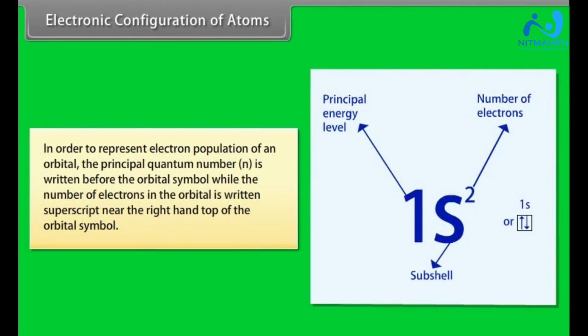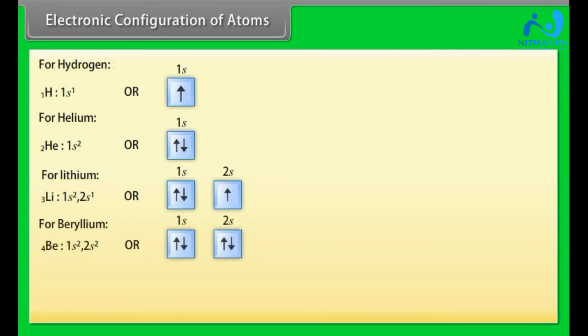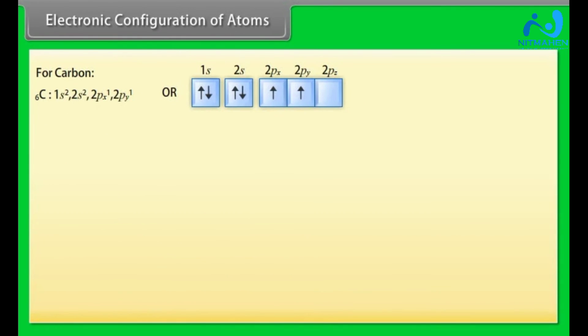Electronic configuration of atoms. In order to represent electron population of an orbital, the principal quantum number n is written before the orbital symbol, while the number of electrons in the orbital is written as a superscript near the right-hand top of the orbital symbol. If we have 2 electrons in the s orbital of first energy level, then it is written as 1s². For hydrogen, for helium, for lithium, for beryllium, for boron, for carbon, for nitrogen, for oxygen.